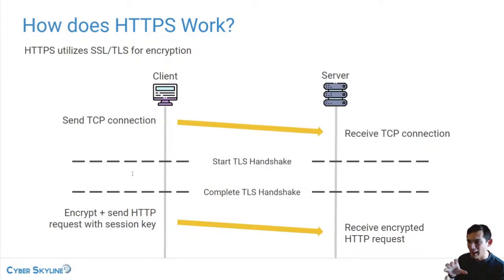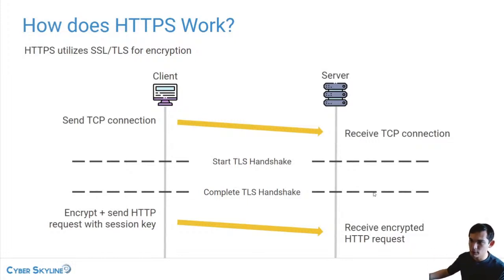And so I have a quick diagram here for how this process works. What you can see is that when the client attempts to connect to the server, the first thing it will do is initiate a TCP connection, and the server will receive it, and they will go through the normal TCP handshake process. If you're not familiar with that, we've done a previous video covering the TCP handshake process, but that is a separate protocol that HTTPS is built on top of.